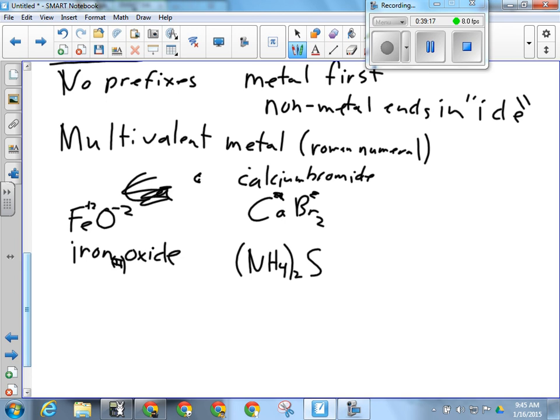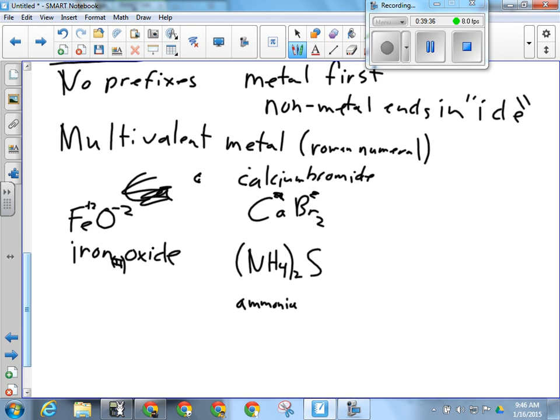How would I name that? Yeah, it means there's two NH4s. What is NH4? It's a polyatomic ion called? Ammonium. Ammonium, right. Okay, so this stuff is ammonium, right?